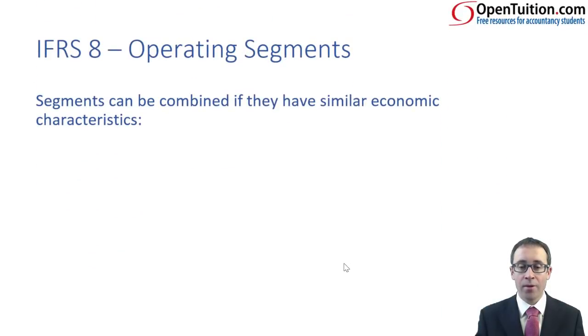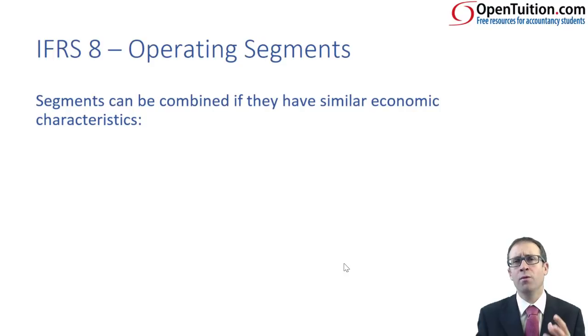Moving onwards, we need to think about the combination of segments, because obviously you've got these hundreds of segments. We've narrowed it down to the segments that must be disclosed, but the remaining segments that are not disclosed, or some of those that have to be disclosed, could you combine them together? Well, you can combine the segments provided that they have similar economic characteristics. So provided that they operate in a similar function, then you can combine them, and therefore you're giving away less information to your competitors.